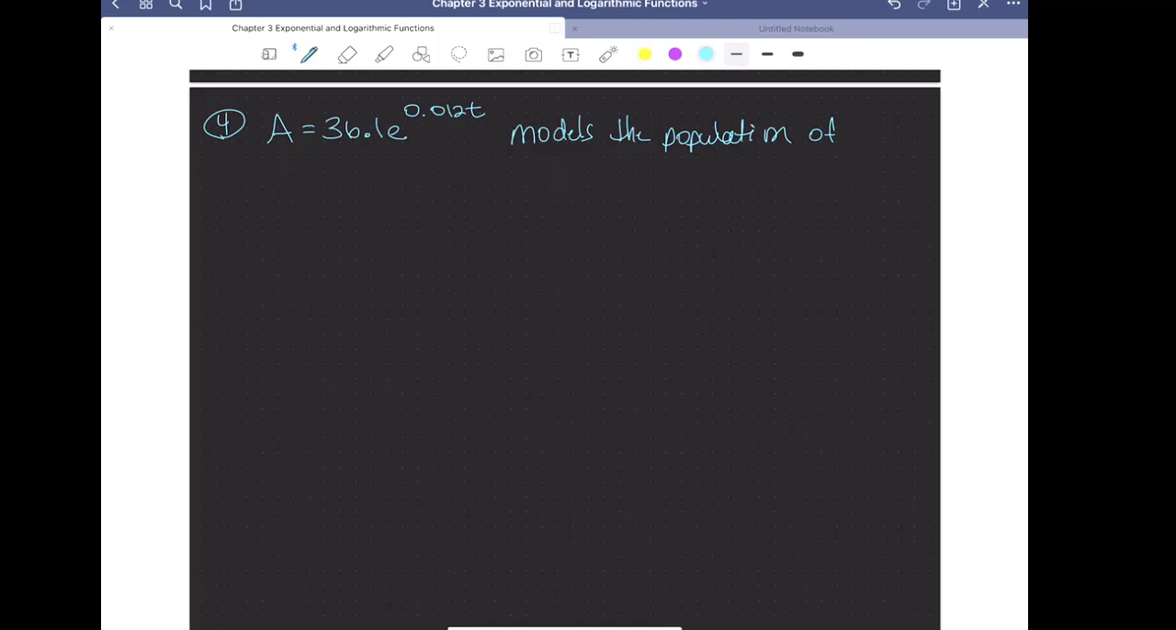Or if you want to change the state name, you can definitely change the state name. I was just thinking of someplace nice and warm. And this is being represented in millions. And t is going to be our time, right? So this is t years after the year 2005.